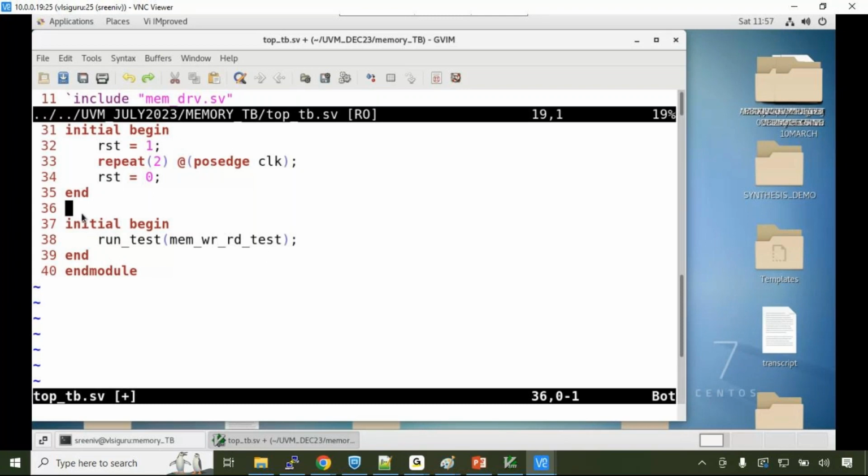Once this is done, the user has to define the test case. See, does UVM know what is meant by write read test? Does UVM know what is meant by mem write read test? No, right? You have to define what is meant by write read test. So that I will define.